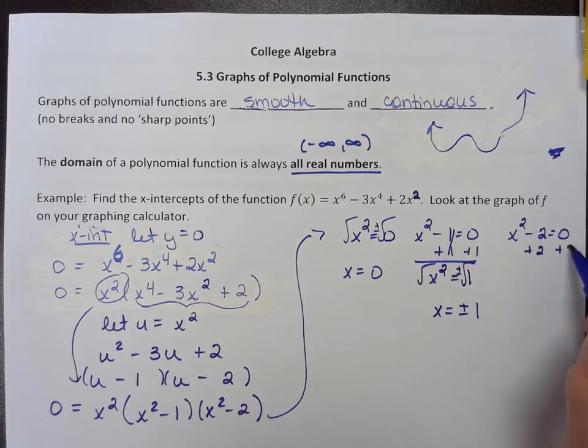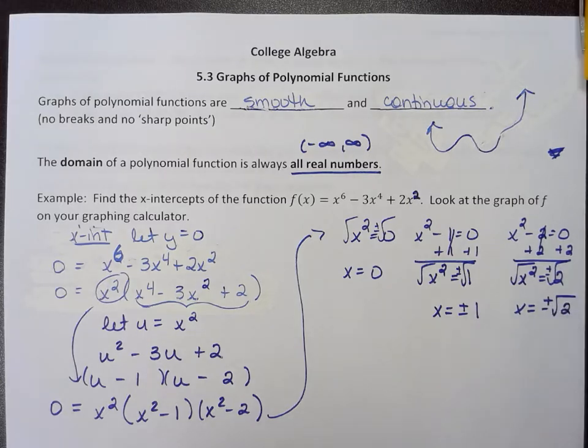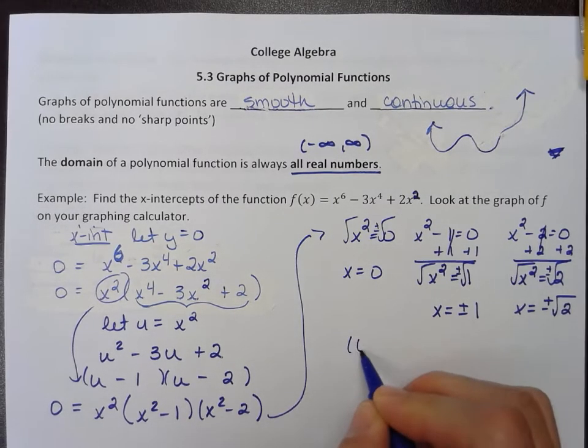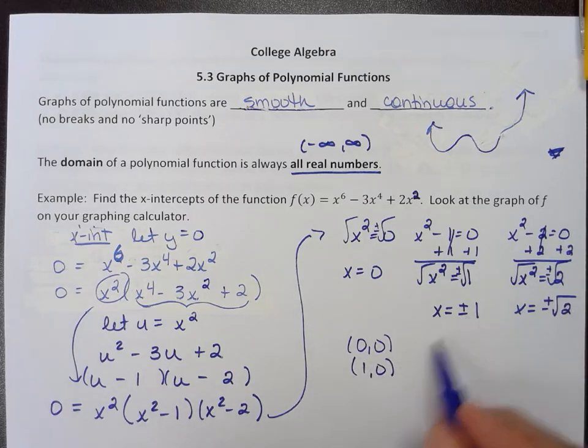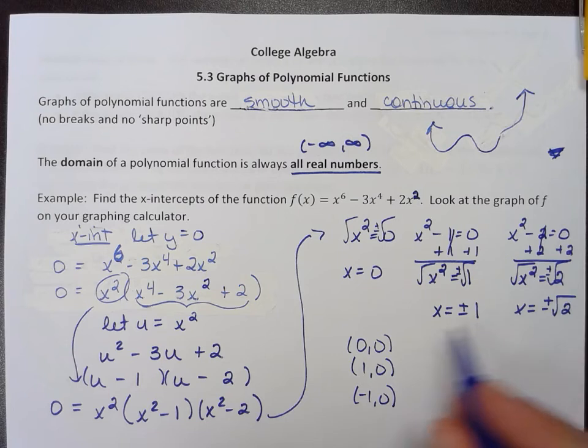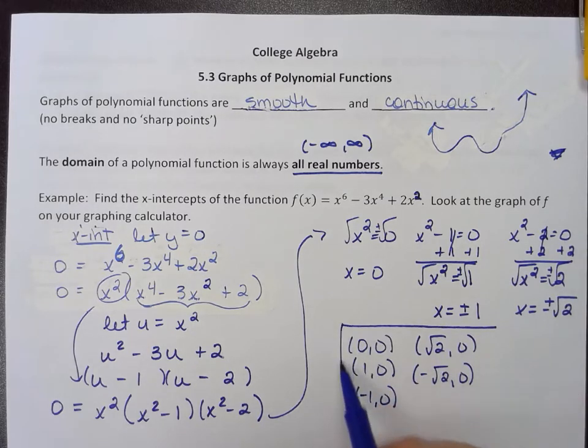Here we add 2. So x squared is equal to 2. Take the square root of both sides, don't forget plus or minus. So x is equal to plus or minus the square root of 2. We actually have 5 x-intercepts here. We have the points (0, 0), (1, 0), (-1, 0), (square root of 2, 0), and (negative square root of 2, 0). So these are all of our x-intercepts.